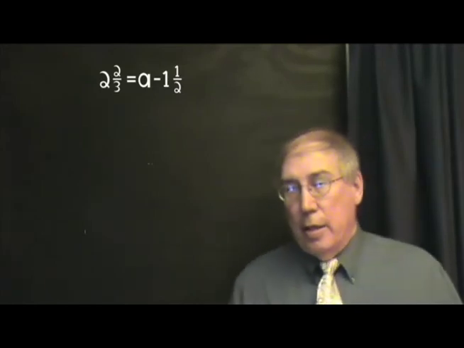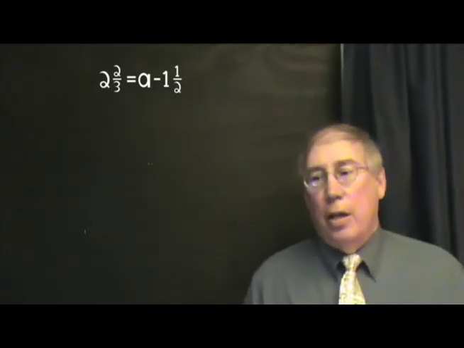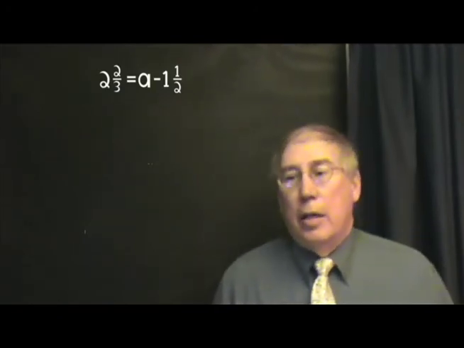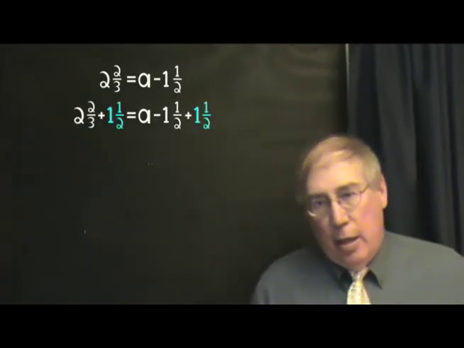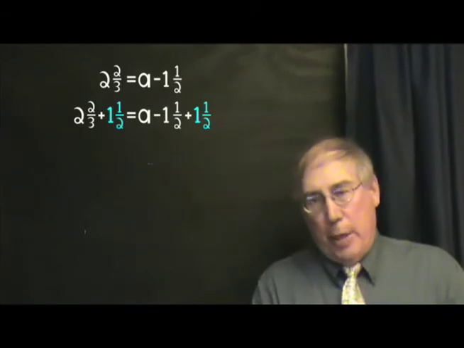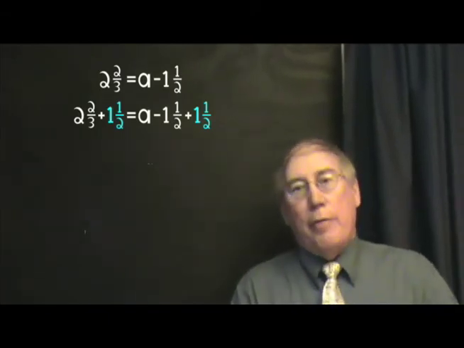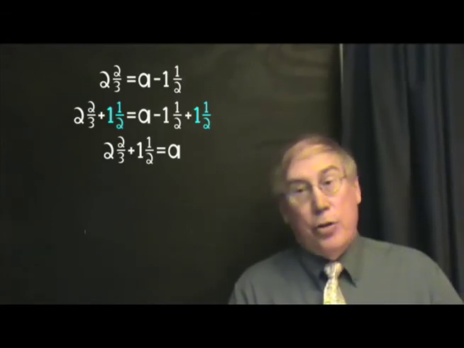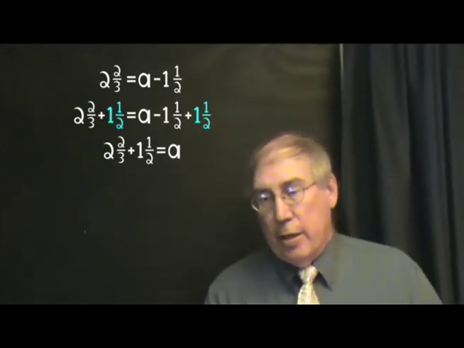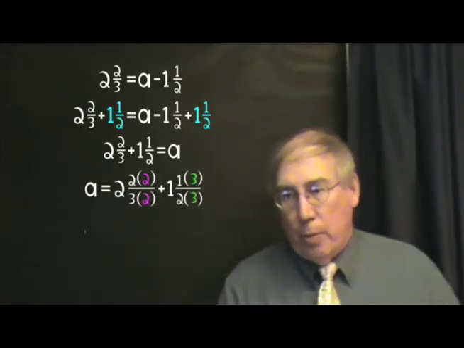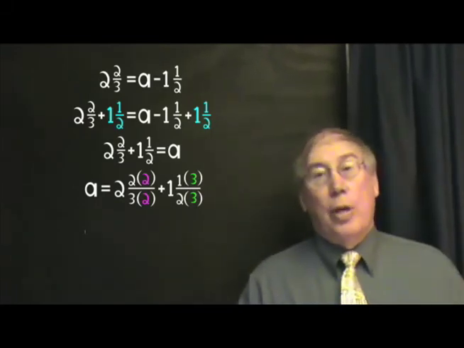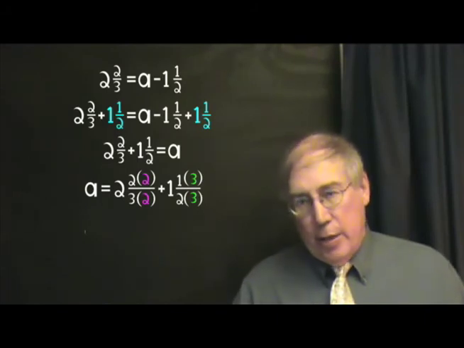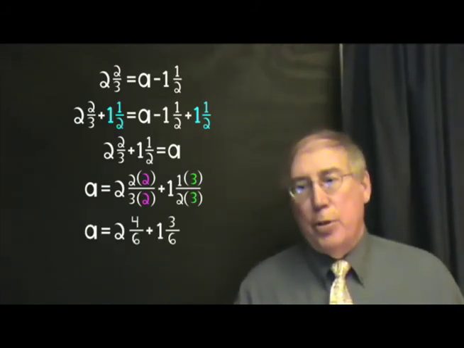Next one here, let's add 1 1/2 to both sides. Now, in this problem here, our least common denominator is going to be 6. So we have to multiply something times the numerator and denominator of both the 1/2 and the 2/3 to get it to be that way. So, in the case of 2/3, we have to multiply 2 times the numerator and denominator, and in the case of 1/2, we have to multiply it 3 times the numerator and denominator.